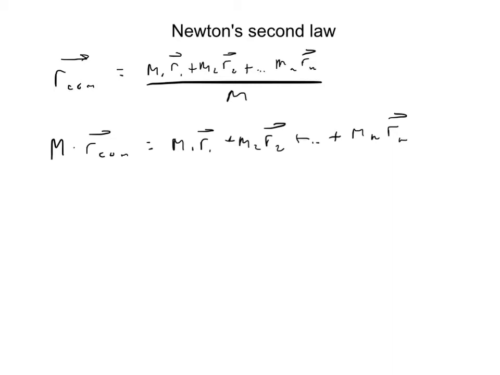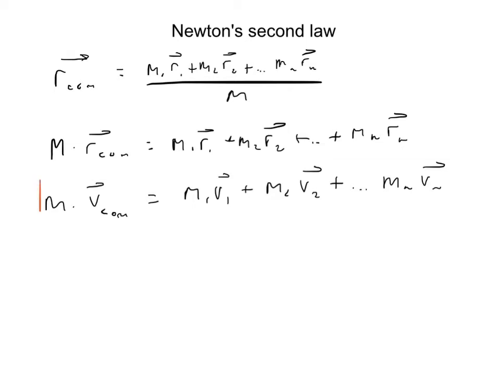So what happens if we take the derivative of both sides? Well, if we take the derivative of all these positions, we get mass times the velocity of the center of mass equals all of the individual masses times their individual velocities. And this is a hugely important value right there, but we're going to come back to it. Just maybe in your notes put a little asterisk and say this is something of interest.